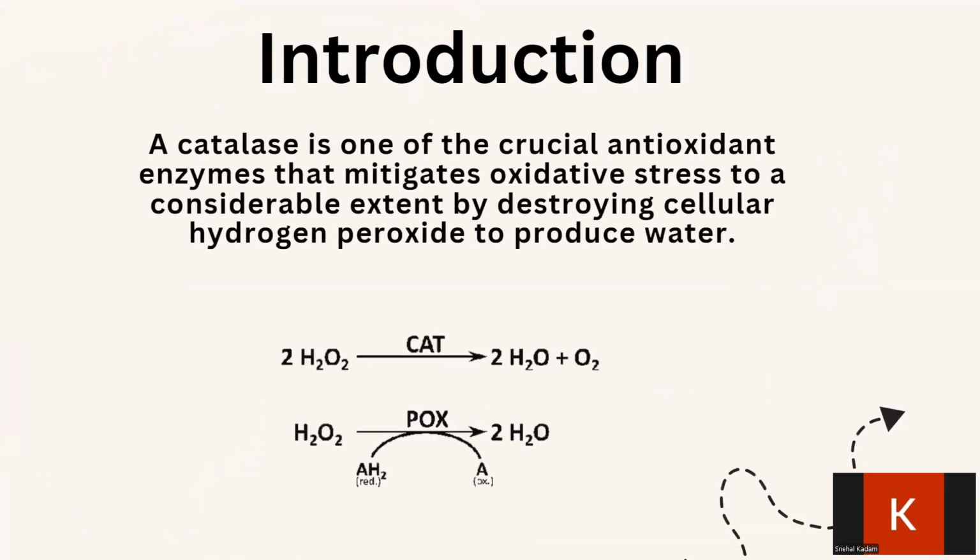Introduction. Catalase is the enzyme that breaks down hydrogen peroxide into water and oxygen. Hydrogen peroxide is highly reactive and forms hydroxyl radicals, which attack membrane lipids and cause oxidative stress in the cell. In that condition, catalase is a crucial antioxidant enzyme that mitigates oxidative stress to a considerable extent by destroying cellular hydrogen peroxide to produce water.